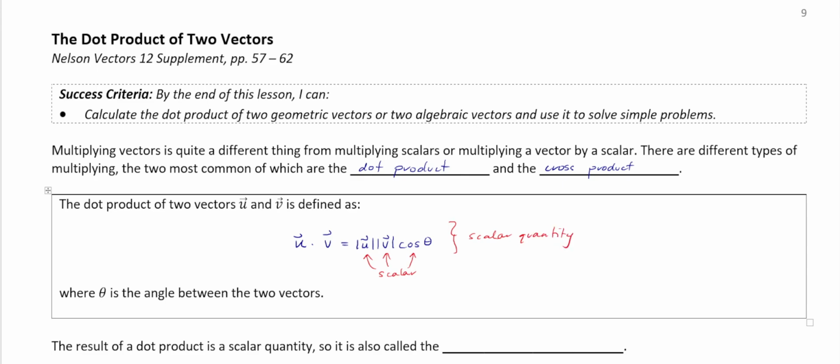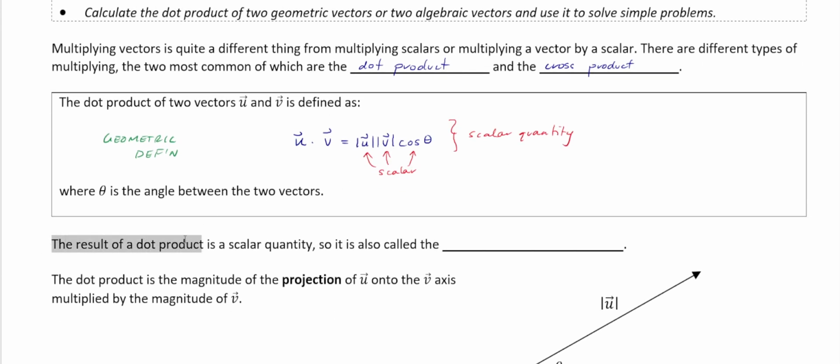Last thing I'm going to do is I'm going to label this, and I'm going to call this the geometric definition. And the reason why I'm calling this the geometric definition is because I have the dot product here, and I have this defined in terms of the magnitudes of the vectors times the cos of the angle in between them. So the result of the dot product, as I said, is a scalar quantity, so it's also called the scalar product.